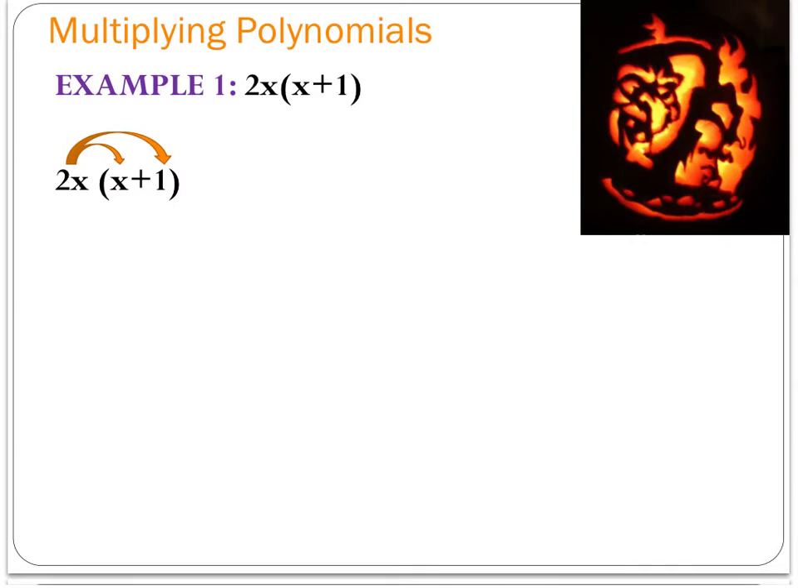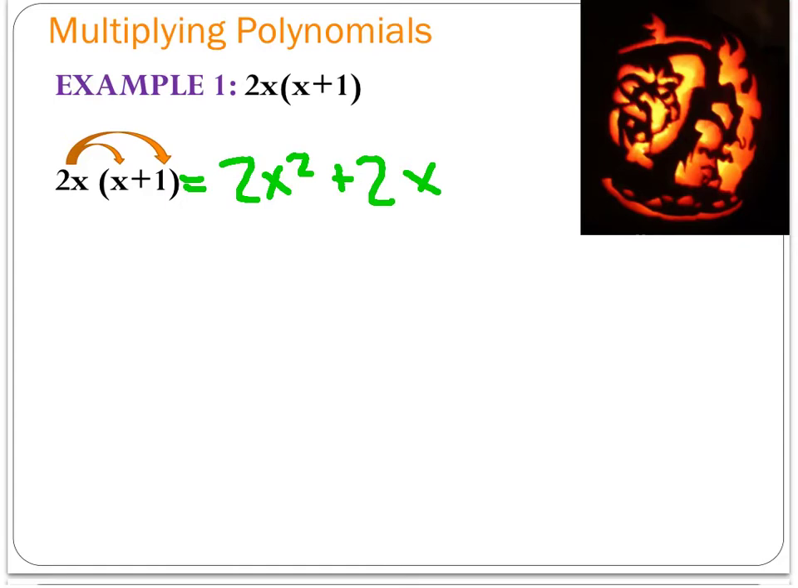Anyways, so I'm going to distribute, okay? So we're all about the distributive property right now. To distribute, I do 2x times x and then 2x times 1. And I'm going to get 2x squared plus 2x. And that's it. That's all I have to do. So 2x times x plus 1 is 2x squared plus 2x.